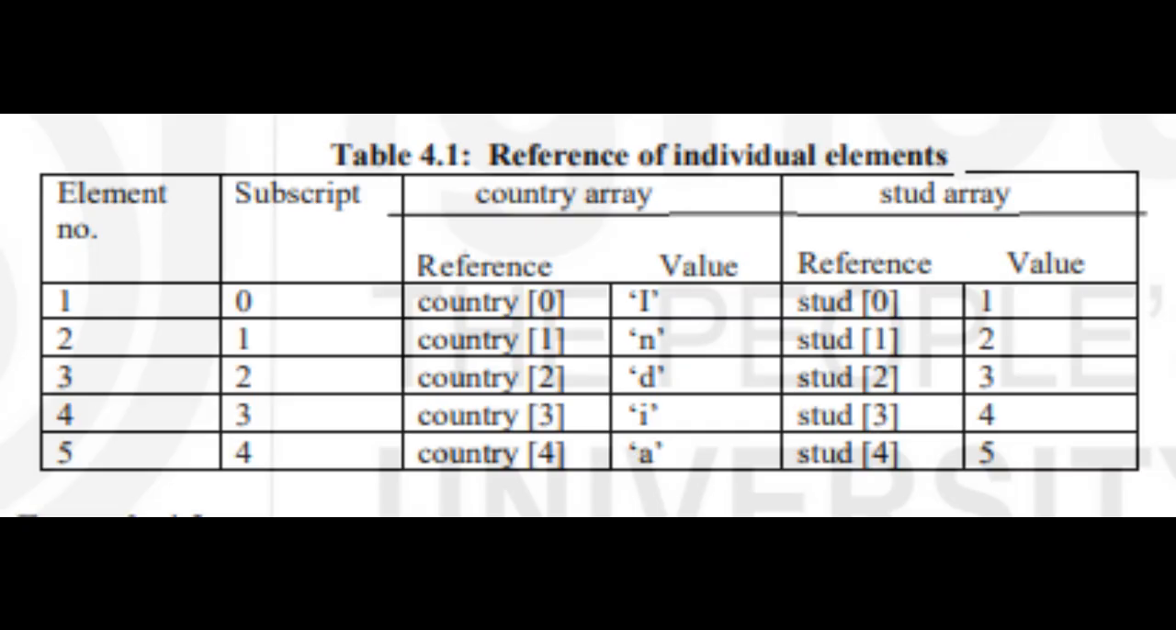int stud[] = {1, 2, 3, 4, 5}; Here both arrays are of size 5. This is because the country is a char array initialized by a string constant "India", and every string constant is terminated by a null character \0. And stud is an integer array. The country array occupies 5 bytes of memory space, whereas stud occupies 10 bytes of memory space.